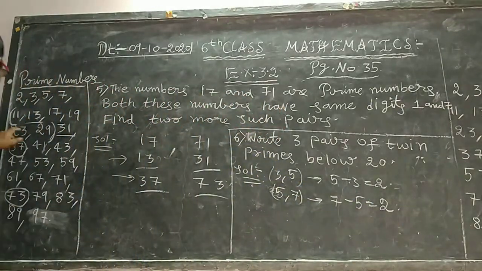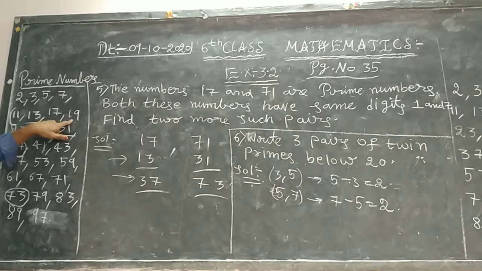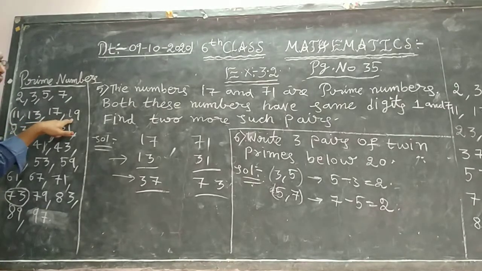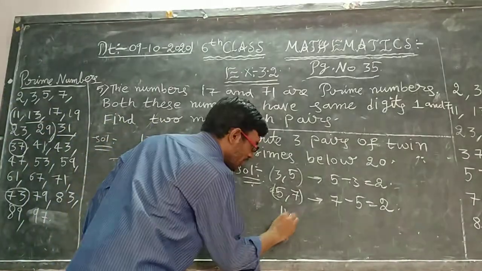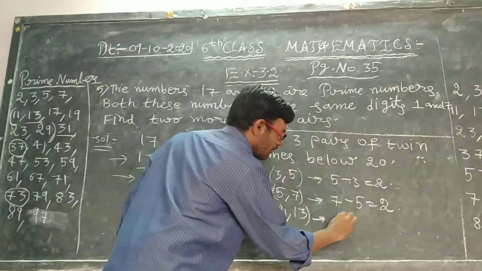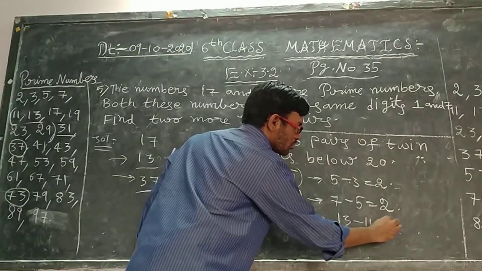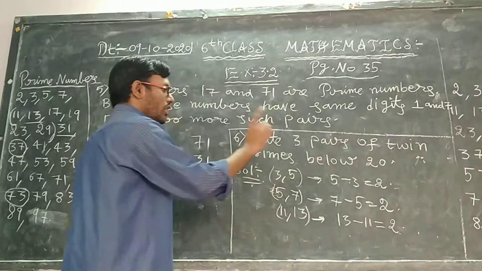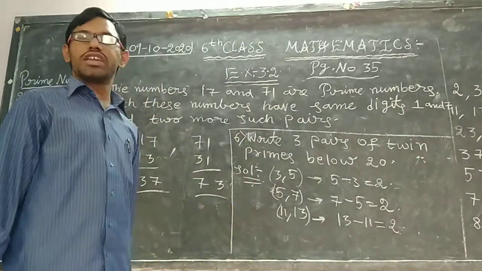Next 11, 13, because 13 minus 11 is 2. Next 17, 19 is also another one. We said 3 pairs, but there are 4 pairs. Since he asked only 3 pairs, only 3 I have written.